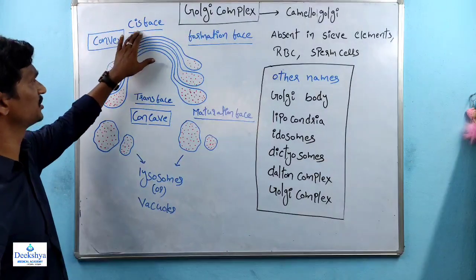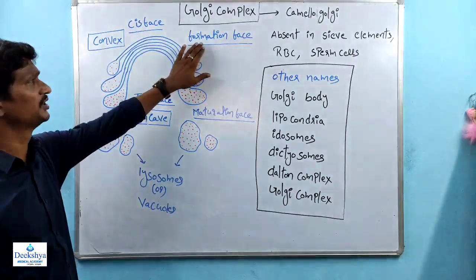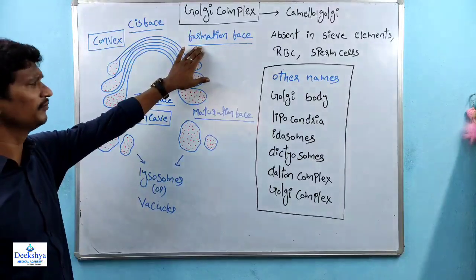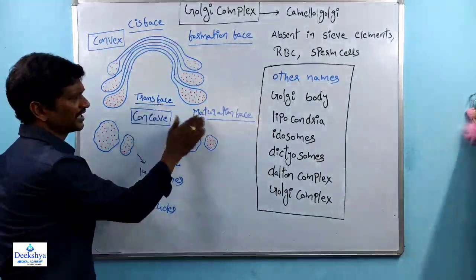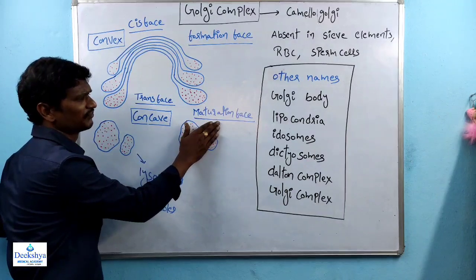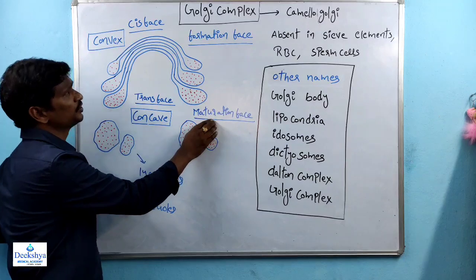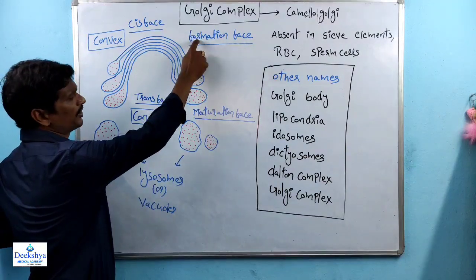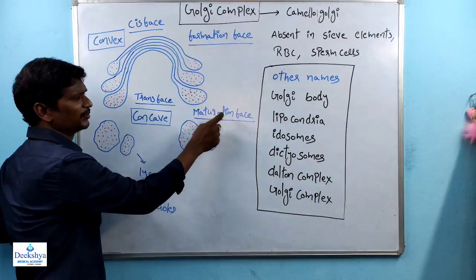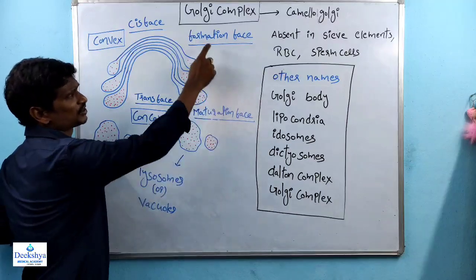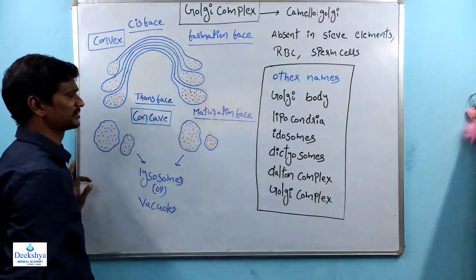So this is the cis position, also called the formation phase. And this is the trans face, called the maturation phase. This is the mature phase. The formation phase is the starting point, and the maturation phase is the ending point.